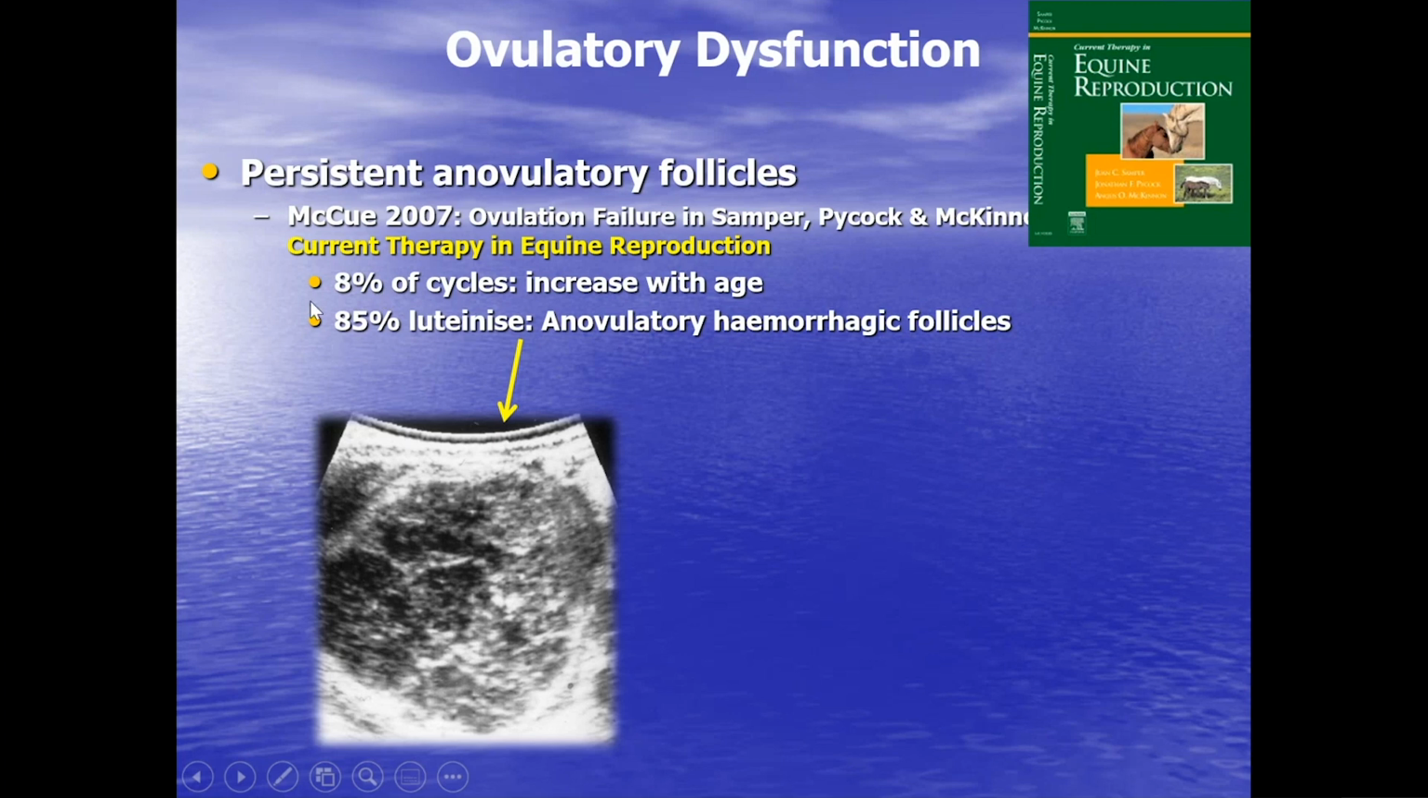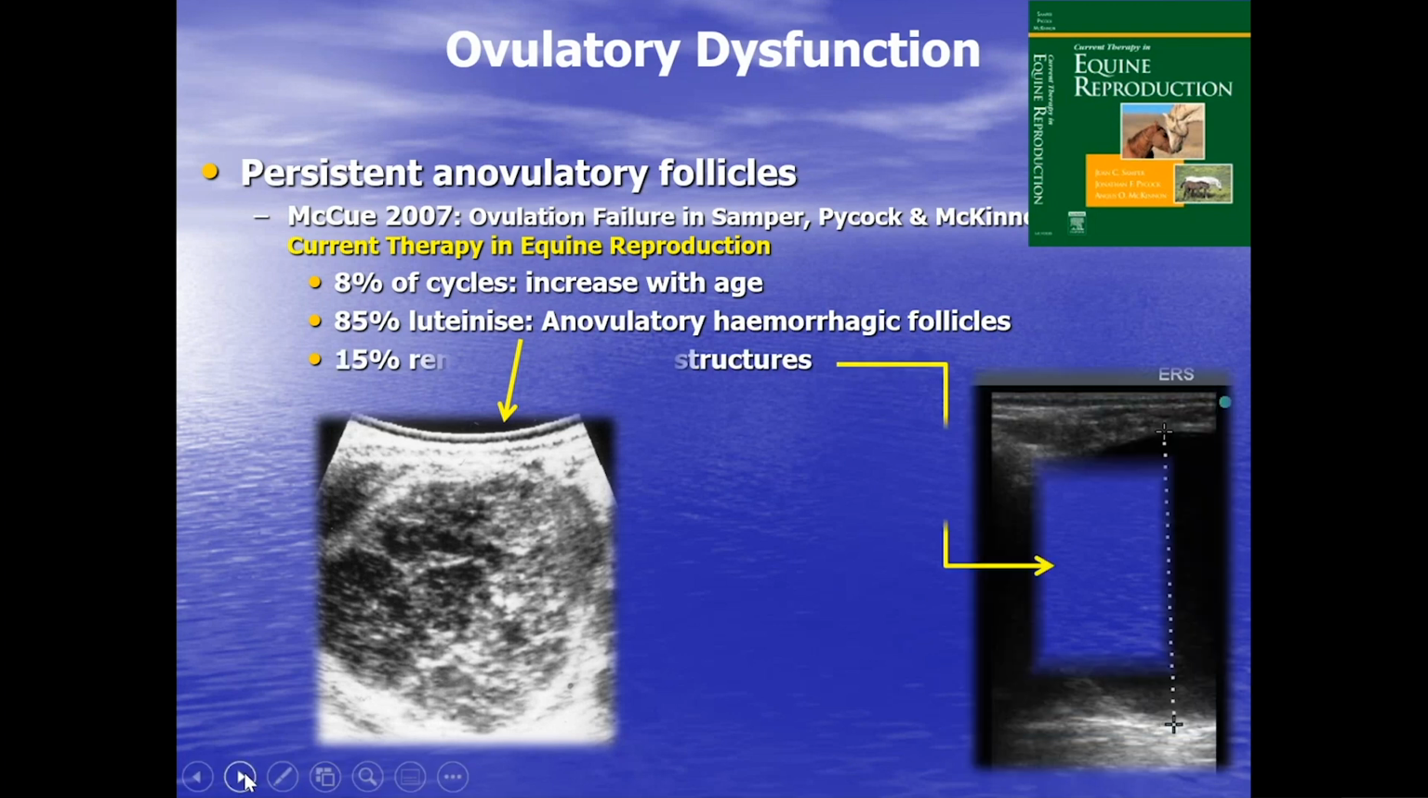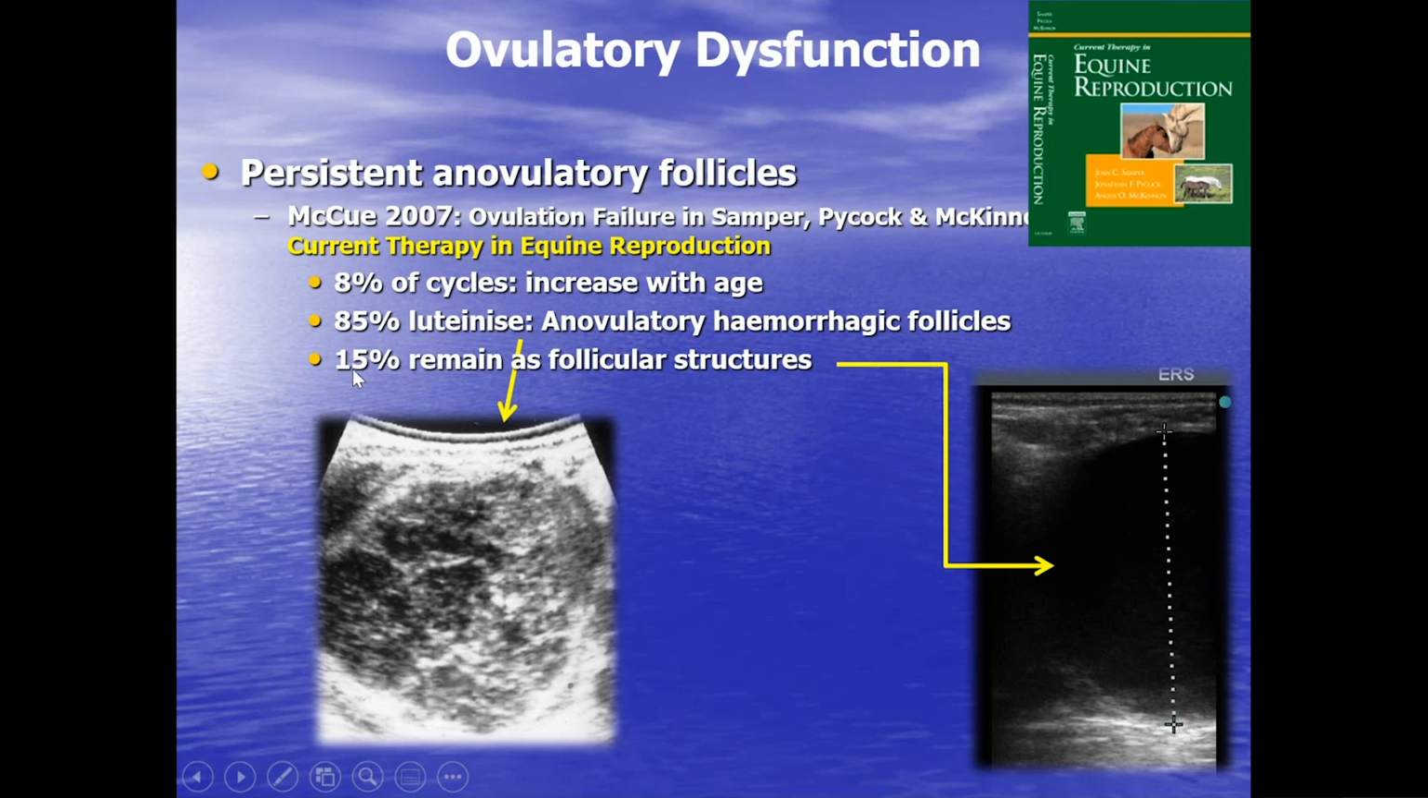The vast majority look luteinized. The vast majority form luteal structures. They're anovulatory because the oocyte is not released, but they are luteal structures. A very small percentage may even be, whether it's 90-10 or 85-15, whatever, but a much smaller percentage would be the important thing to remember, form a persistent follicular structure. So this gets larger and larger and larger, but just doesn't ovulate.